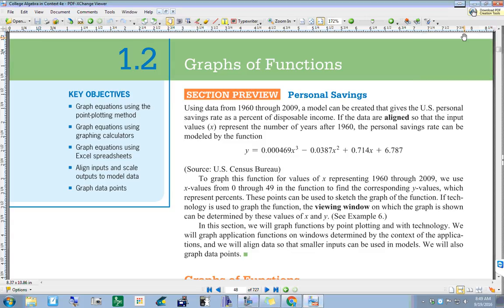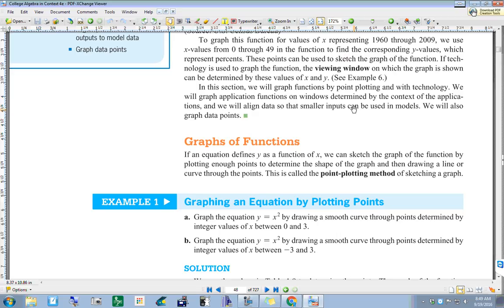Okay, we're going to take a look at graphs of functions. A lot of this course is based on coming up with an equation or a function and taking a look at what's going on with it. What does it do? What are its properties?